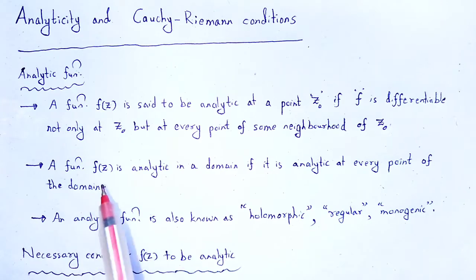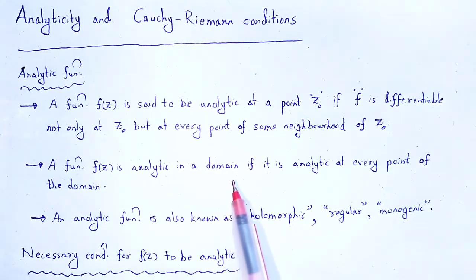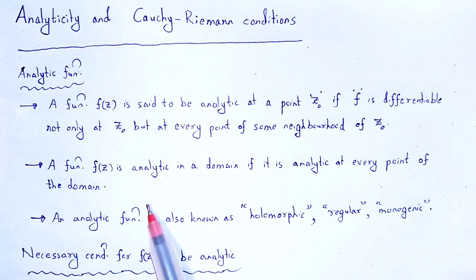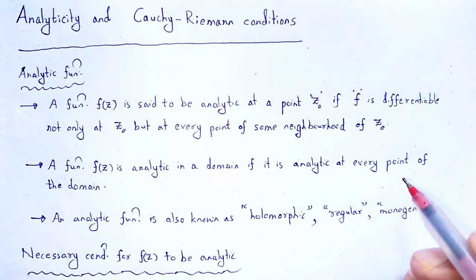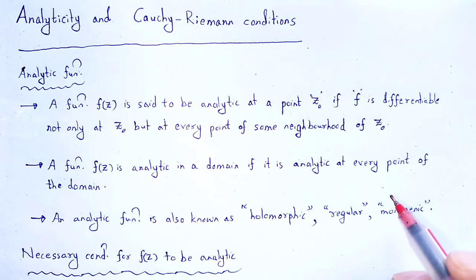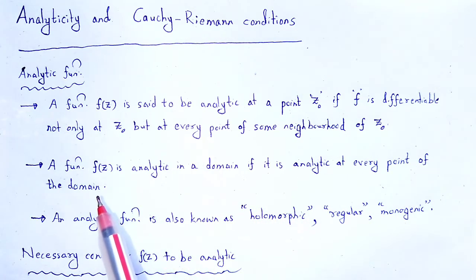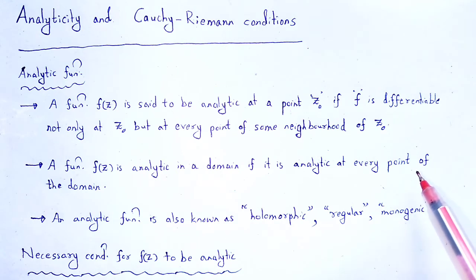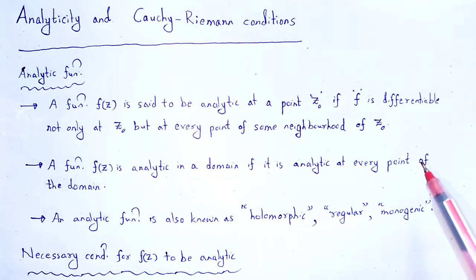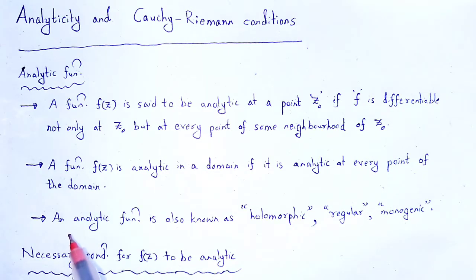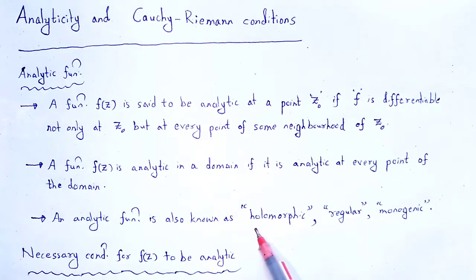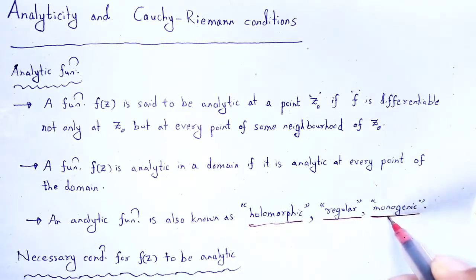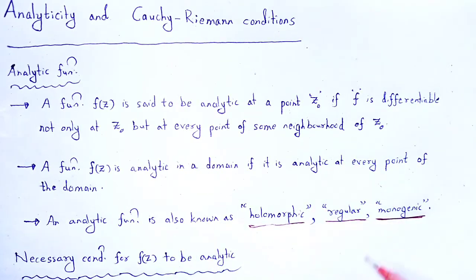In other words, a function is analytic in a domain if it is analytic at every point of that domain. If a domain is given, we say whether the function is analytic or not, meaning that it is analytic throughout the domain, at all points of the given domain. An analytic function is also known as holomorphic, regular, or monogenic. These are the names of an analytic function.